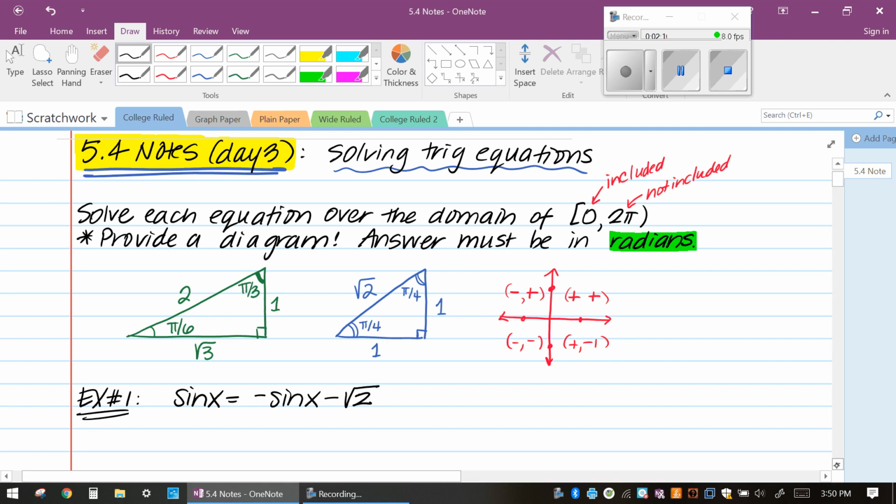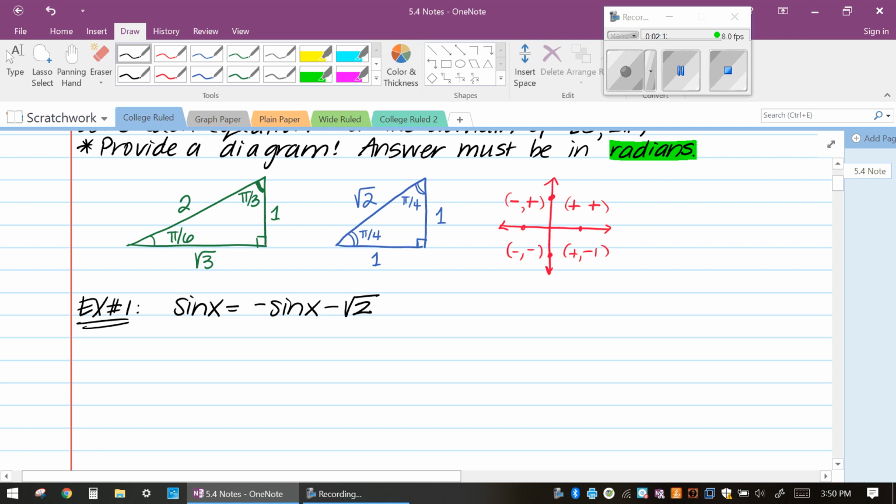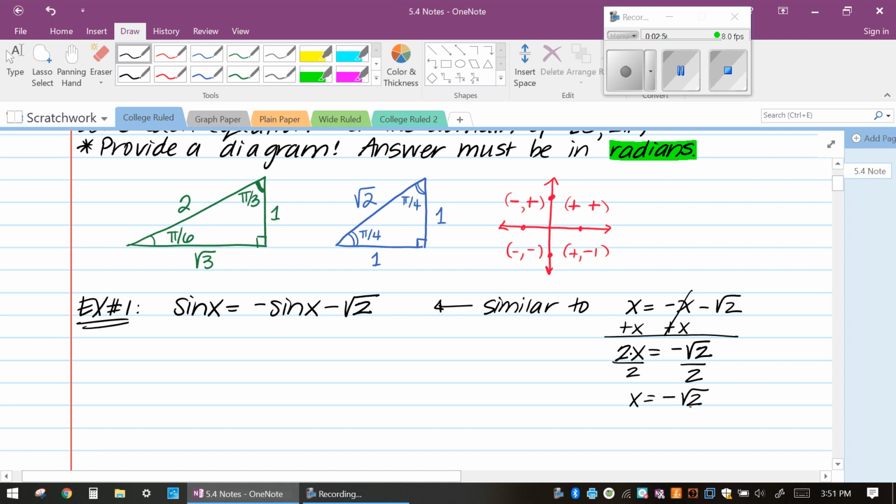Okay. If you notice, this equation is not a quadratic equation, so you do not need to set it equal to 0. I'm going to rewrite it and show you how it's similar to this equation. In this equation, since there's variables on both sides, they're linear, you want to move all the linear terms to one side and then solve for x. Since it's being multiplied with a 2, you would divide by 2, and your answer would be negative root 2 over 2.